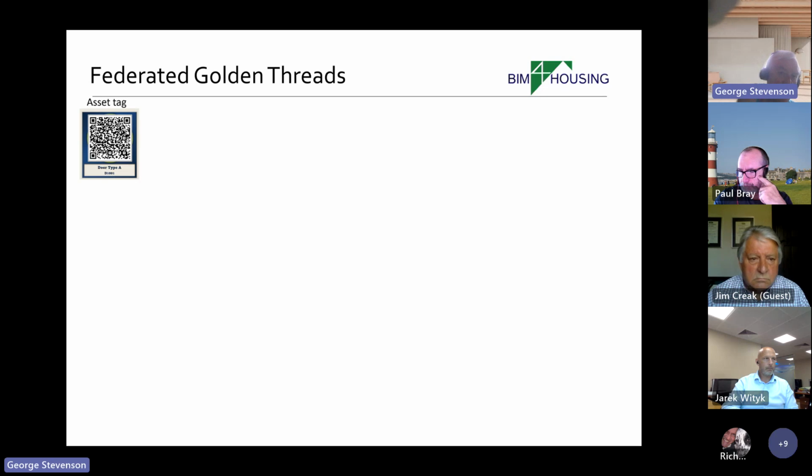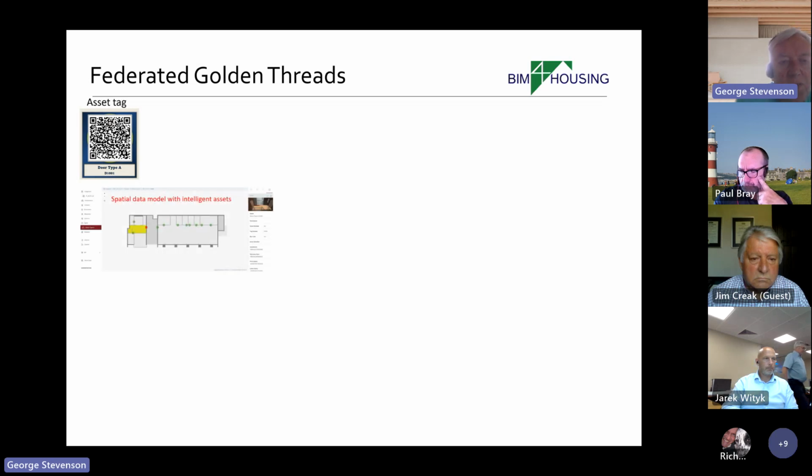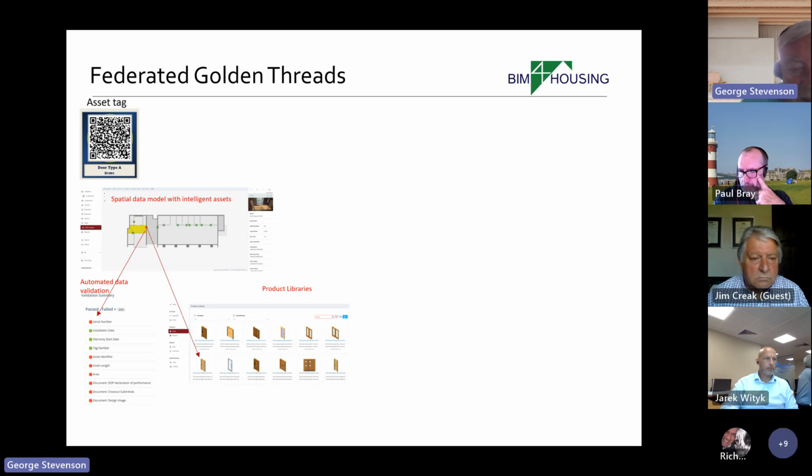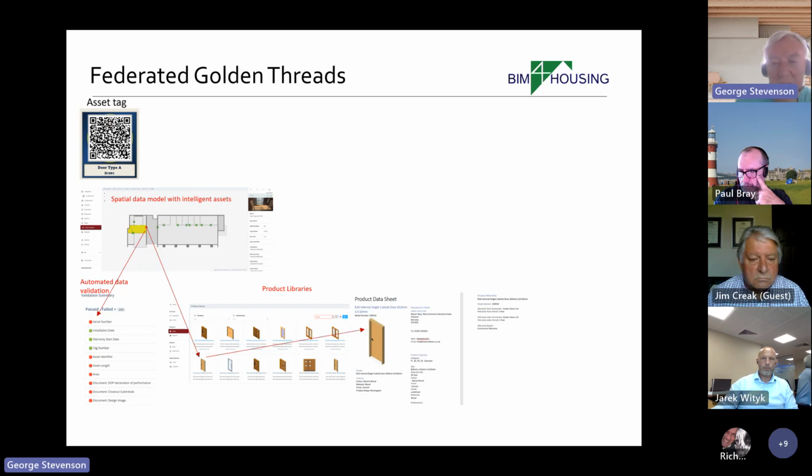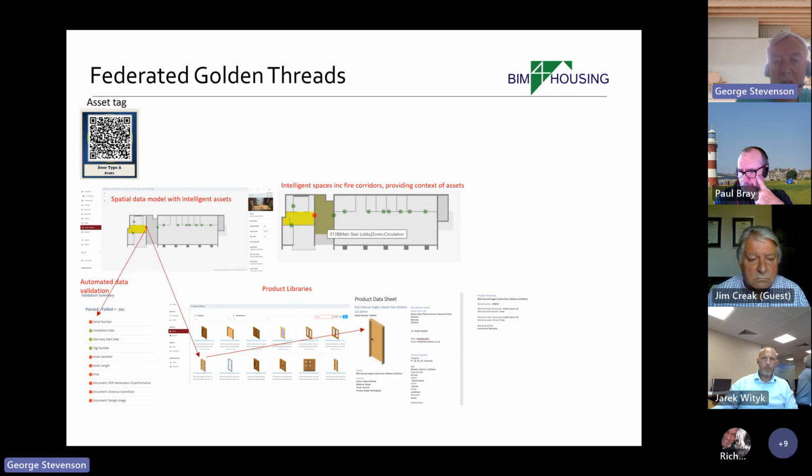So just to give an example of that, you might have a QR code or something on a door, and that needs to tie back to the individual door, but importantly, the data about the door. So the information requirements for that door in that context should be defined. You can then put that information into a product library so it becomes reusable, and also things like data sheets that go into O&Ms can then come from that. So what we're trying to do is glue things together and also provide the context.